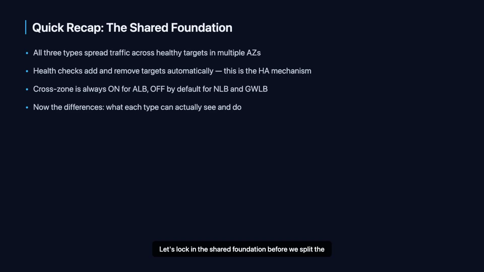Let's lock in the shared foundation before we split the 3 types apart. All of them spread traffic across healthy targets in multiple zones. All of them use health checks to add and remove targets automatically. That's the high availability mechanism. And cross-zone is always on for the ALB, but off by default for the NLB and GWLB. With that common ground set, the real question becomes what each type can actually see and do with your traffic. That's where they diverge sharply.